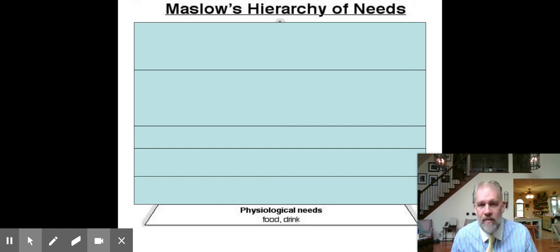Down there at the bottom of this screen, you can see that the first need is physiological need. That describes your needs to survive. Your basic needs: food, water, shelter. If you don't have those needs met, no other thing is going to be important.